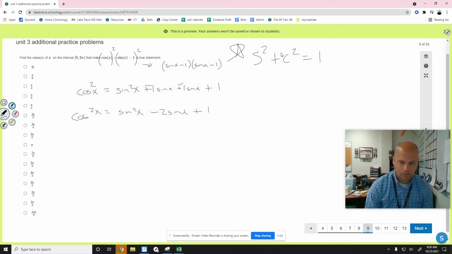Now, this is very important. You need to manipulate this algebraically. We divided in the last problem. In this problem, to get cosine squared by itself, I need to subtract sine squared, giving me cosine squared equals 1 minus sine squared. And that's what happens. This turns into 1 minus sine squared.